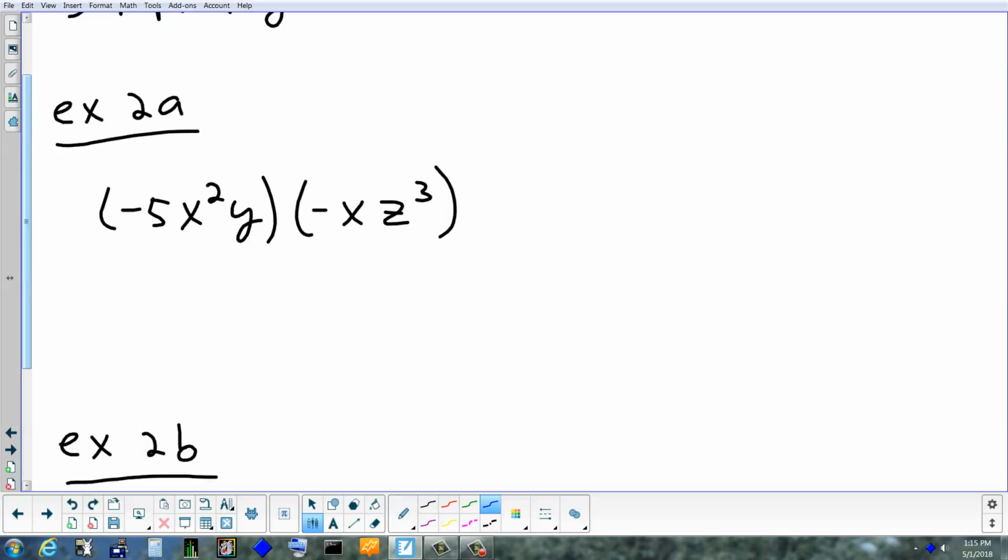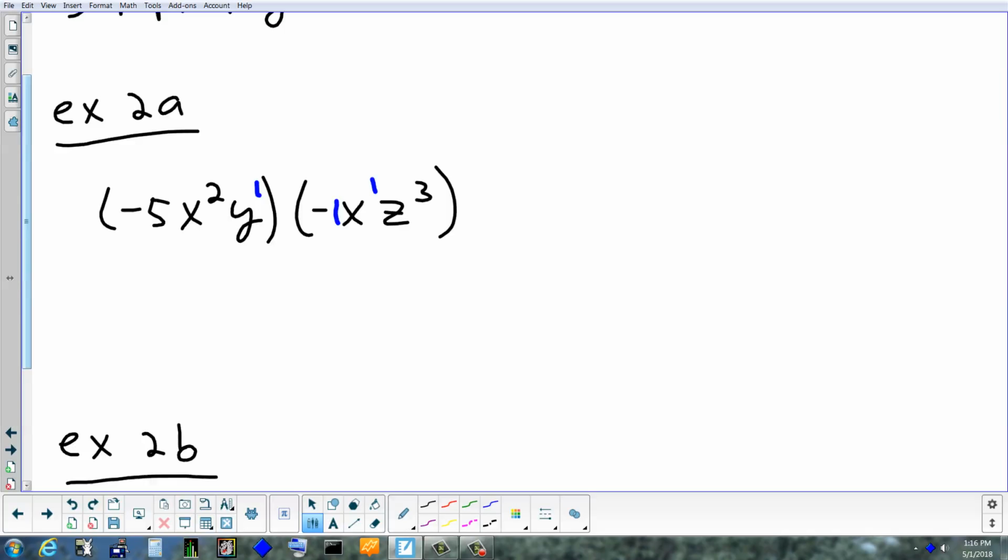So example 2A. Let's fill in a few things that they didn't write. What's the exponent on y? 1. Then x, what's the exponent on x? Negative 1. What number is in front of x? Negative 1. They didn't put those in, but if you want to, you can put them. You don't have to. If I was doing the problem, I wouldn't even bother with that.